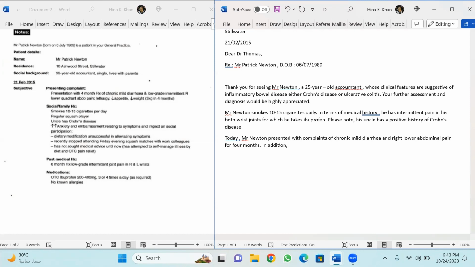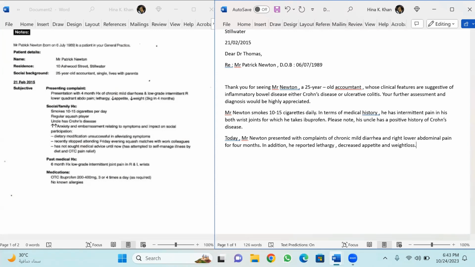And yes, someone in the group was also asking whether we have to write in capital letters or something. No, you will just write in small letters. He reported lethargy, decreased appetite, and weight loss.